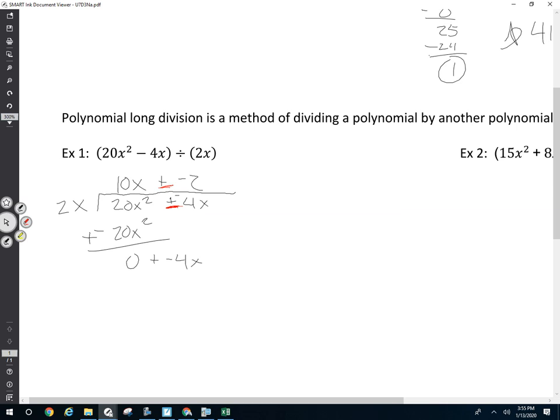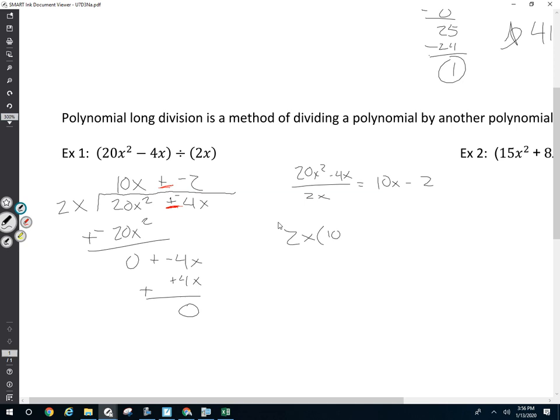Here, the addition means, okay, I need to add this next term. Now, I multiply negative 2 by 2x, I get negative 4x. When I subtract negative 4x, that's the same as adding positive 4x, I get 0. There's no remainder. What I'm telling you is that 20x squared minus 4x divided by 2x is 10x minus 2, or plus negative 2.